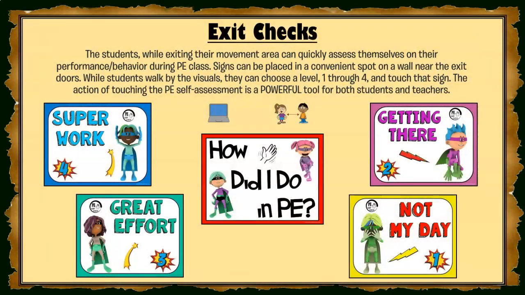Exit checks. This is a simple way. Again, I'm not the first to come up with this type of graphic. This is just one of the forms I used. So students, as they're leaving, the question is, how did I do on PE? They can choose by either holding up the number with their fingers, or, pre-coronavirus, they can slap it on the wall. So if they had a great day and had super work, they would slap the number 4. It helps you to understand if your students understand the concept while they're leaving.